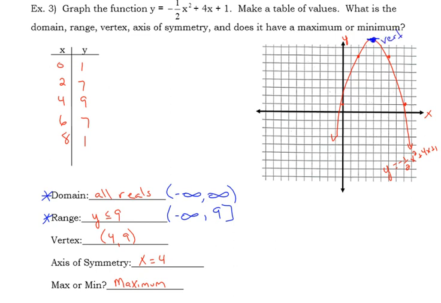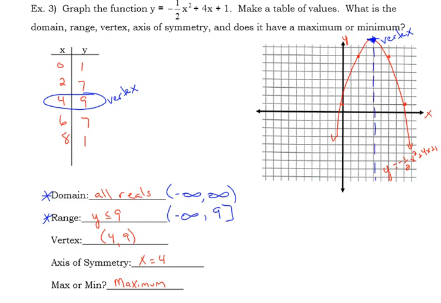So our vertex is the very top of the parabola in this case. We can also find the vertex in the table because that's the point of symmetry. That's where the parabola starts to repeat itself. The axis of symmetry is the line that cuts the parabola in half.